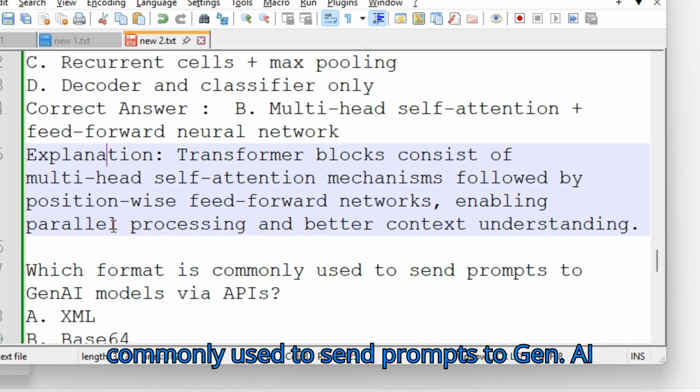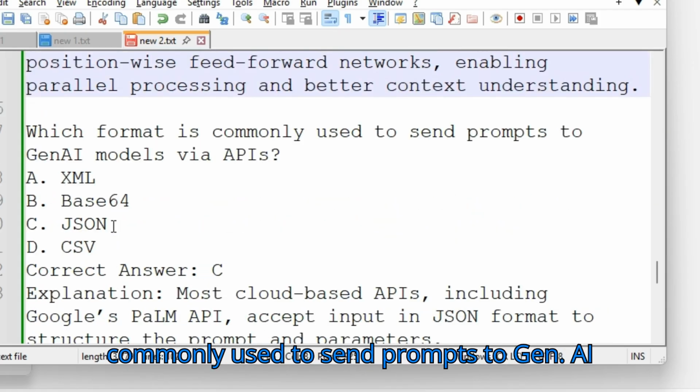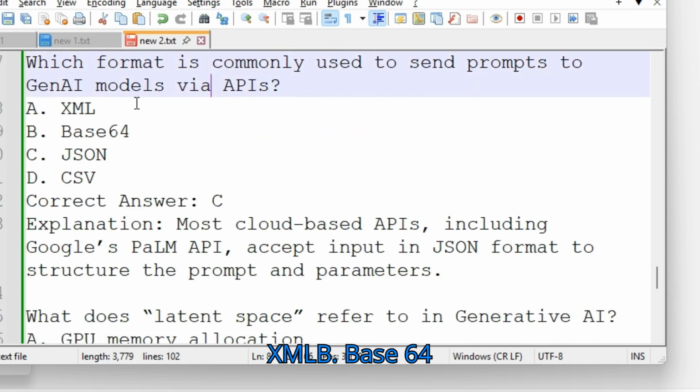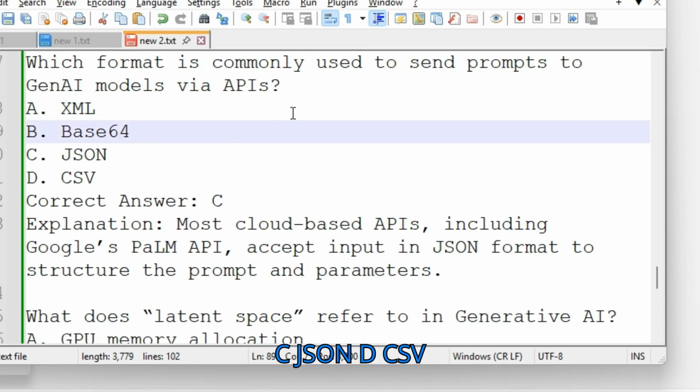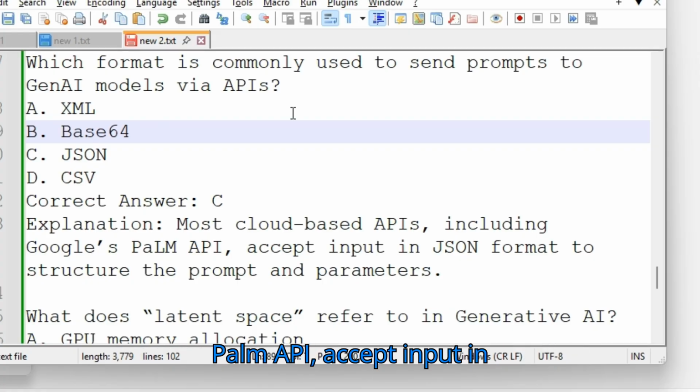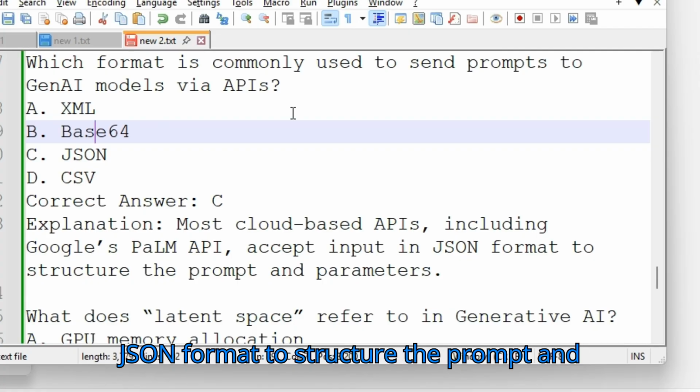Which format is commonly used to send prompts to Gen AI models via APIs? A. XML. B. Base64. C. JSON. D. CSV. Correct answer: C. Explanation: Most cloud-based APIs, including Google's PaLM API, accept input in JSON format to structure the prompt and parameters.